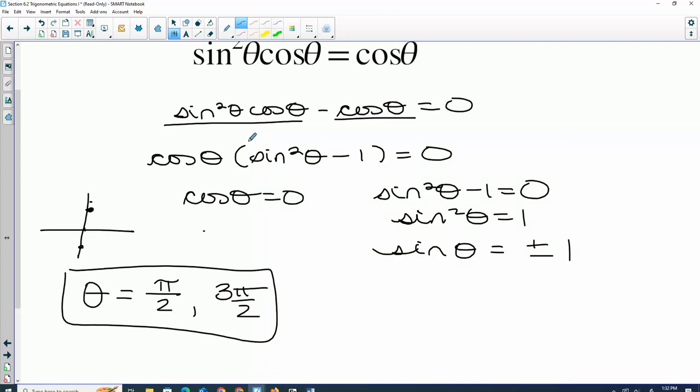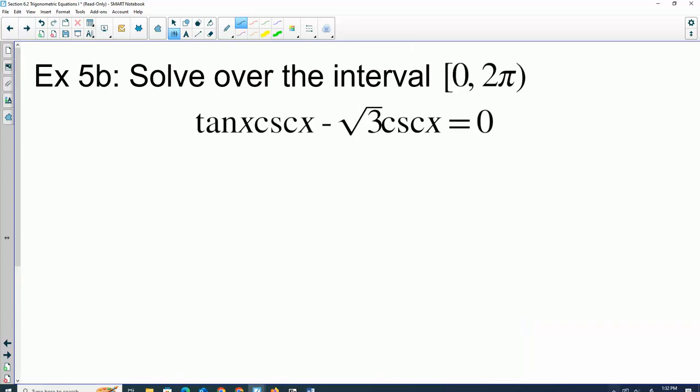Does that make sense? You guys try this one.